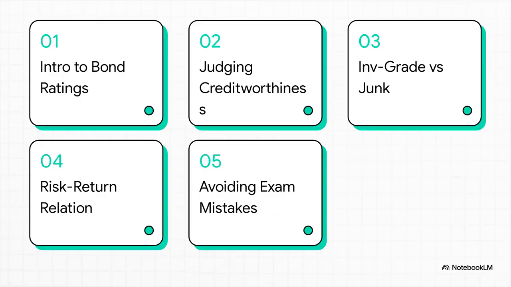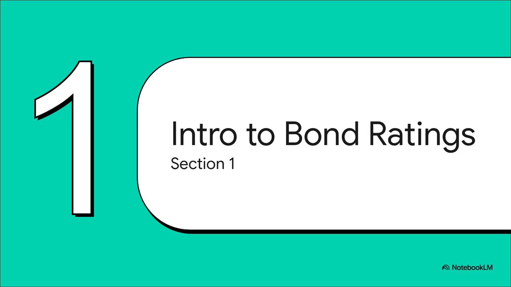Okay, let's dive right into this roadmap. First up, intro to bond ratings. Then, judging creditworthiness, followed by investment grade versus junk. Fourth is the risk-return relationship, and we'll wrap up with avoiding exam mistakes. Section 1, Intro to Bond Ratings.